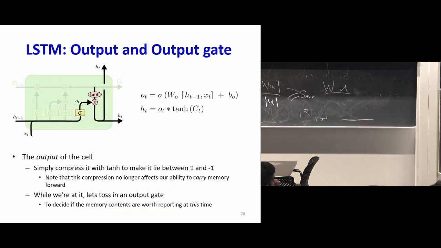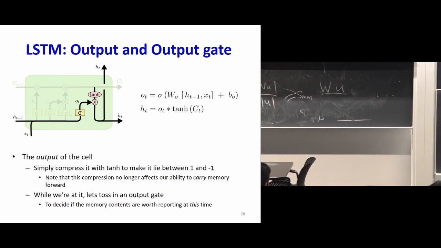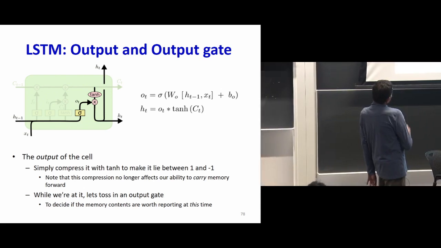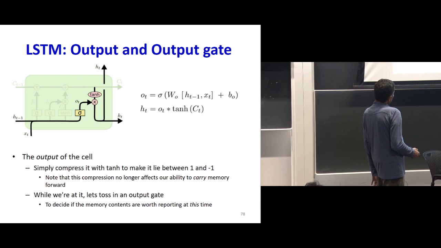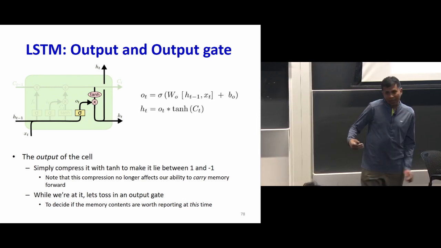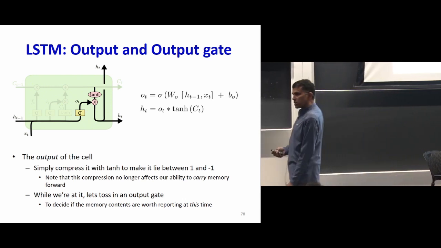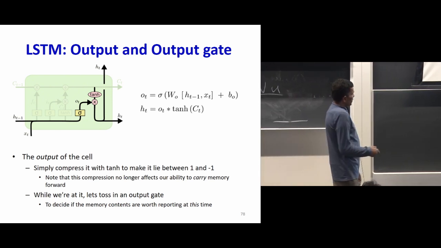And then you have the output of the cell, which simply compresses the cell state with a TANH. That's it. To make it lie between minus 1 and plus 1, we know that TANH is the most useful kind of activation in this kind of situation. So that's what we do.